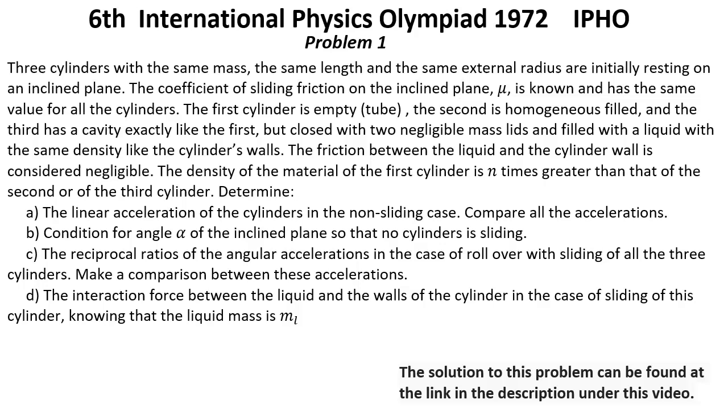B. Condition for angle alpha of the inclined plane so that no cylinder is sliding. C. Reciprocal ratios of the angular accelerations in the case of rollover with the sliding of all the 3 cylinders. Make a comparison between these accelerations.